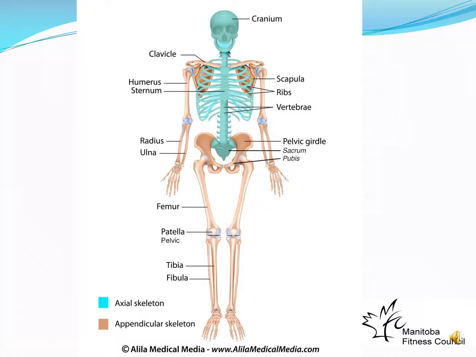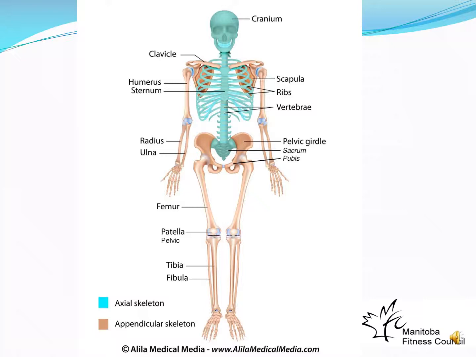Then in your forearm, you're going to have two different bones. When you stand with your palms facing forward, the bone that is on the inside, on the medial side, is your ulna. The bone that is on the outside, on the lateral side, is your radius. And the radius will be on the same side always as your thumb.